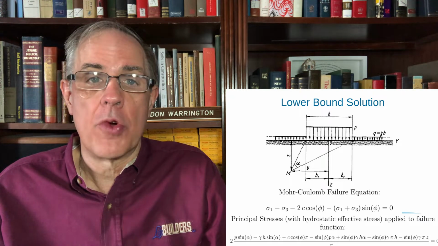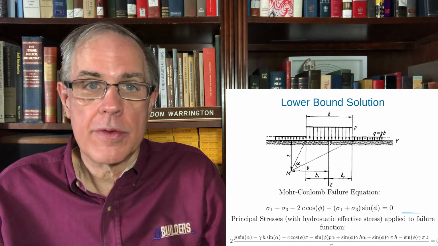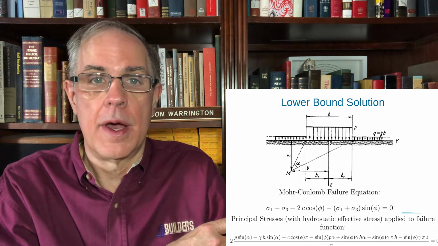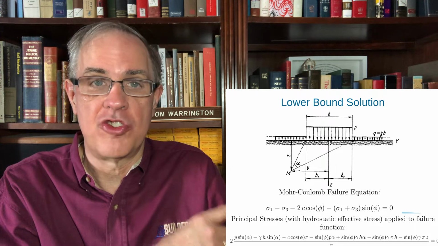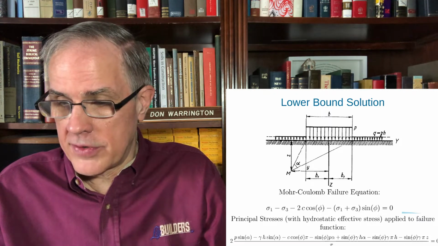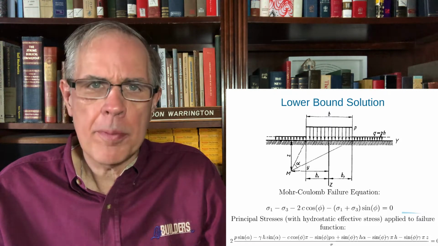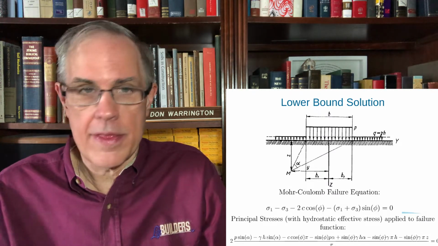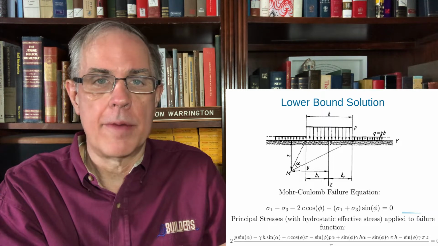We define the Mohr-Coulomb failure equation, which you just saw in soil mechanics. And we talked about the friction factor being 0, at which point we have failure. And if we apply the principal stresses to that failure function, we get this at the very bottom of the screen.